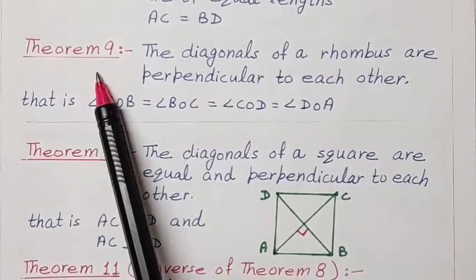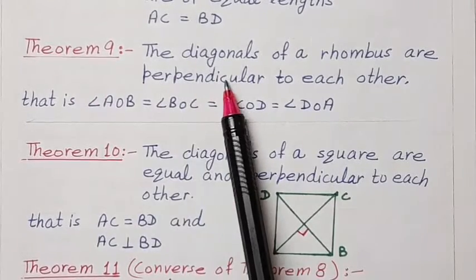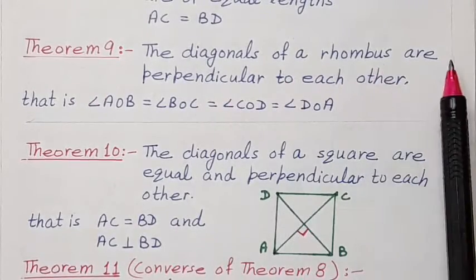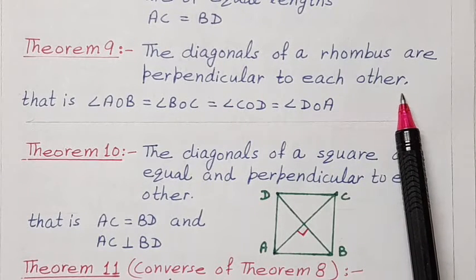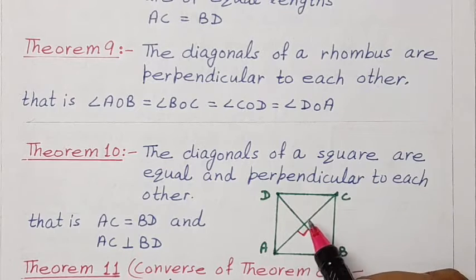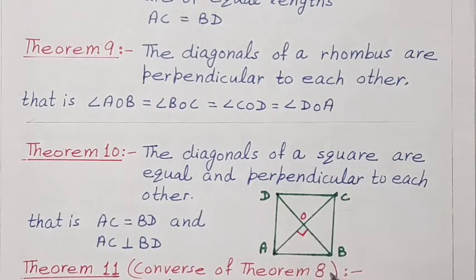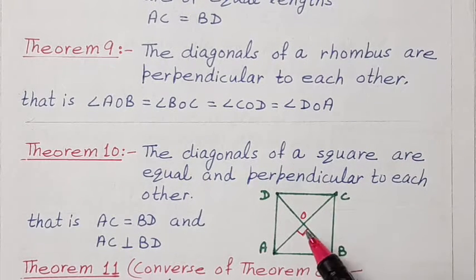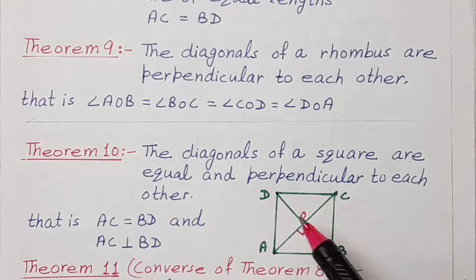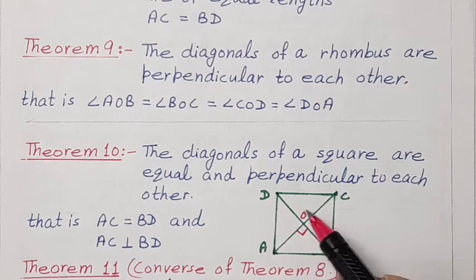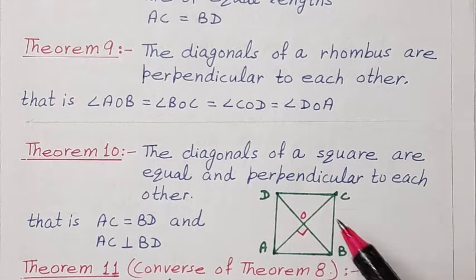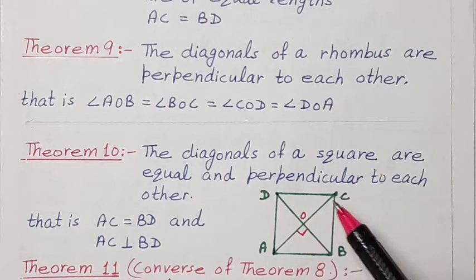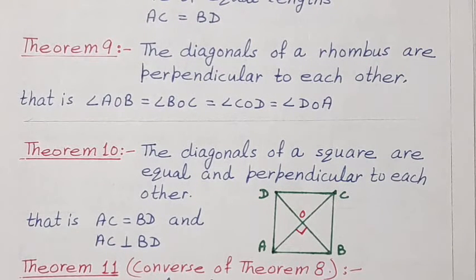Now theorem number 9 is, the diagonals of a rhombus are perpendicular to each other. That is, angle AOB is equal to angle BOC is equal to angle COD and DOA. So all angles are of 90 degrees each. Now this is the case for a rhombus as well as for a square.